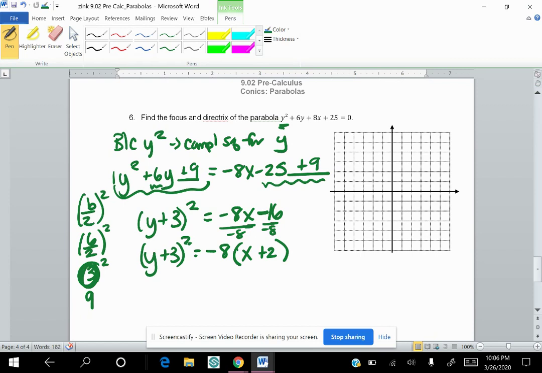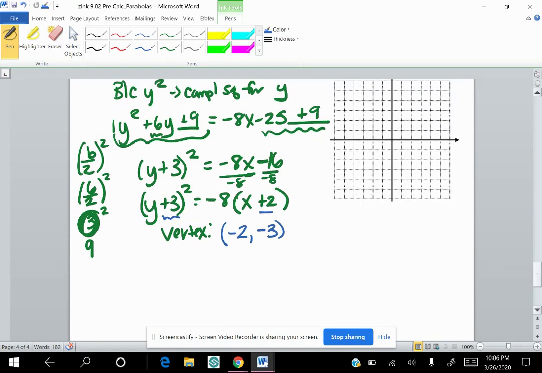So this tells me a couple of things. I know y is squared, so that tells me it's going to open either left or right. Since it's negative 8, it's going to open to the left. I know my vertex, so make sure here, it gets a little tricky. You want to make sure you take from the x first. So this would be negative 2, then negative 3, because that goes with the y. It's not always what's written first. That's very important. So that's our vertex, which is our h and our k.